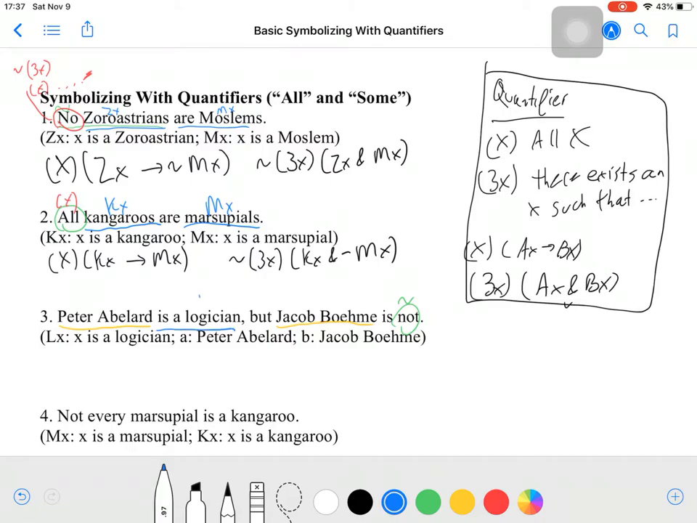So L(x) means "x is a logician," and then we also have an implied negated L(x) over here. Jacob Boehme is little b, Peter Abelard is little a. So if we translate this one, we write Peter Abelard is a logician, L(a), because x here is a placeholder, and you substitute in specific variables. But means an and. So and it is not the case that Jacob Boehme is a logician. That would be how to translate this one.